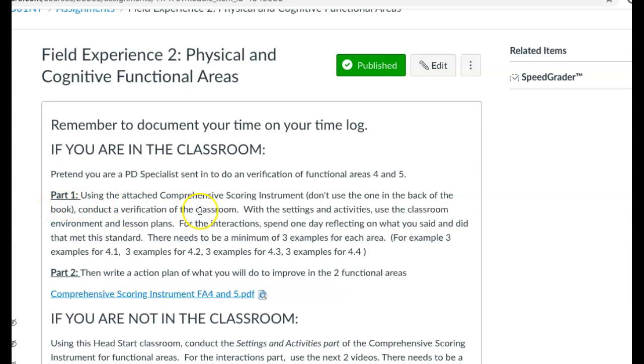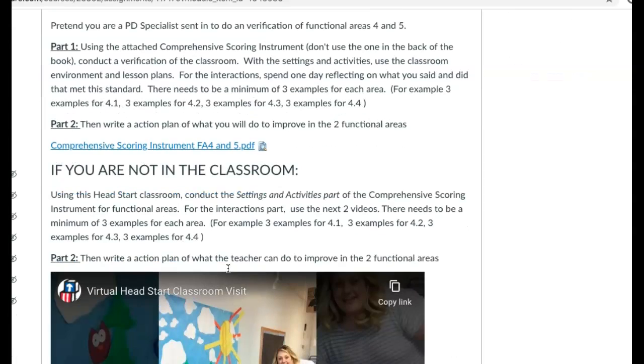That's part 1. Then part 2 is you're going to write an action plan. So let's say that you go through and you find out you don't have a whole lot of stuff for item 4.1. What can you do now to make sure that you have embedded more examples for when you do have your PD specialist come in and review?